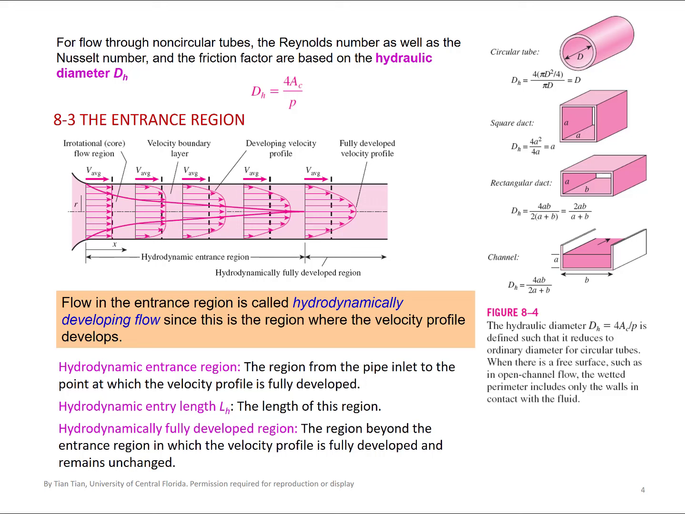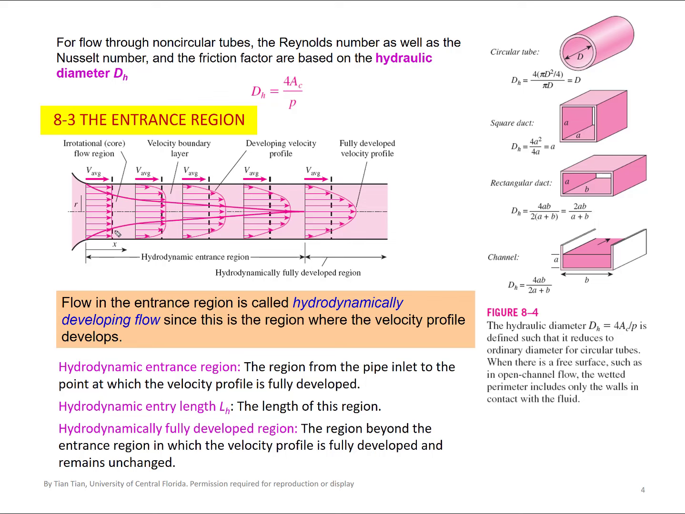For flow through non-circular tubes, the Reynolds number and Nusselt number can be calculated based on the hydraulic diameter. Hydraulic diameter is 4 times the cross-sectional area divided by the perimeter. The hydraulic diameter of a circular tube is d. The hydraulic diameter for some other geometries is listed here. Please review this yourself. Different from external flow, there's another concept for internal flow, the entrance region.